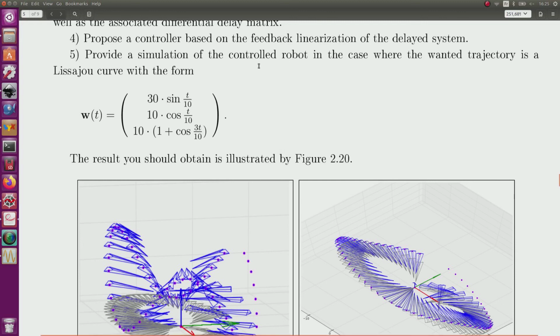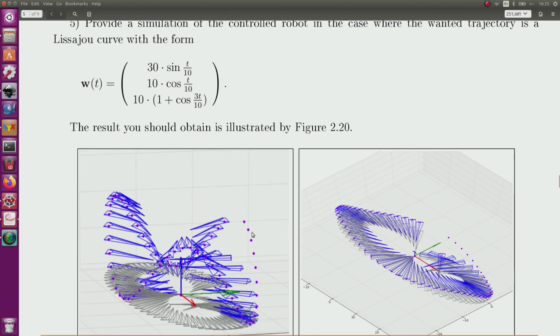Question number 5. I have to provide a simulation of the controlled robot in the case where the wanted trajectory is a Lissajous curve, the expression of which is given here. So normally, if everything is correct, I should obtain here the reference point. At the beginning, after some initialization, the robot will converge to the reference point exponentially. And at the end, I can see a view from the top and a view from the side. We can see that I have some kind of ellipse if I look from the bottom. And here the robot goes up and down.